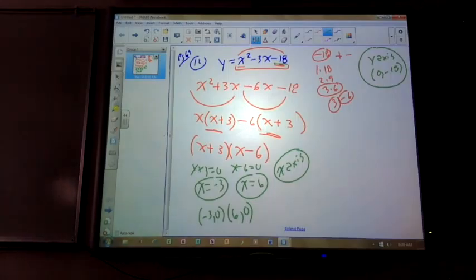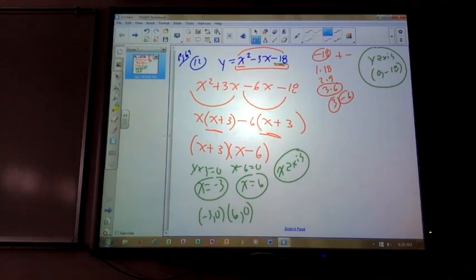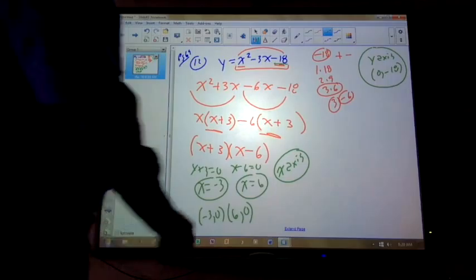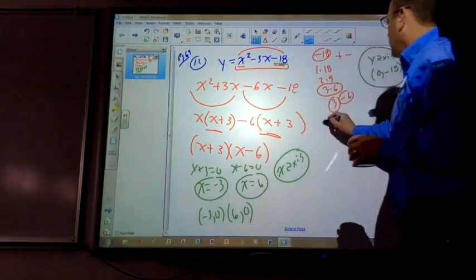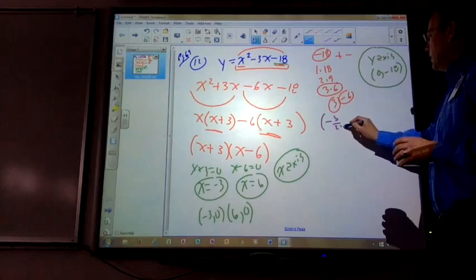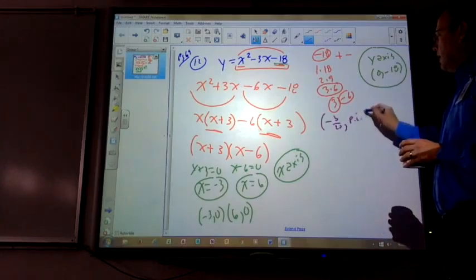Then they want us to find the vertex. How? We have two different ways that we can get there, and both are going to result in the same answer. One way is I can find what is halfway in between negative 3 and 6, and that's the x component of my vertex. The other way is to go negative b over 2a, and then plug in.